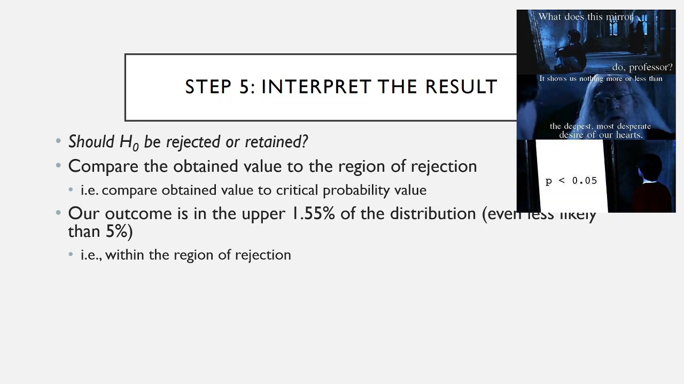In this case, yes. 14 heads on 18 coin flips is only going to happen 1.5% of the time, which is even less likely than 5%. So if we chose p equals 0.05 as our decision rule, this result gets us into the region of rejection, meaning we can reject the null hypothesis and we can accept the alternative, meaning we have affirmative evidence that the coin is biased towards heads.